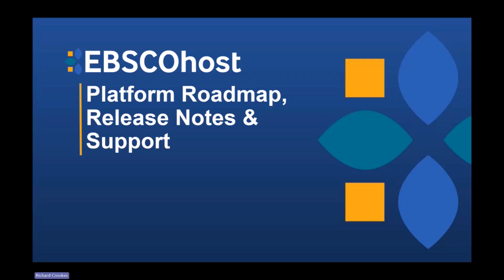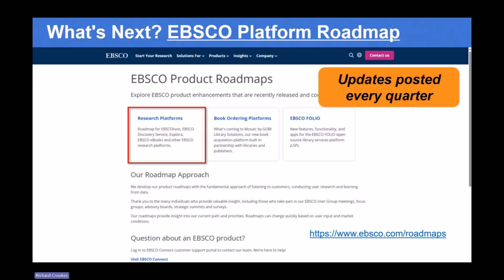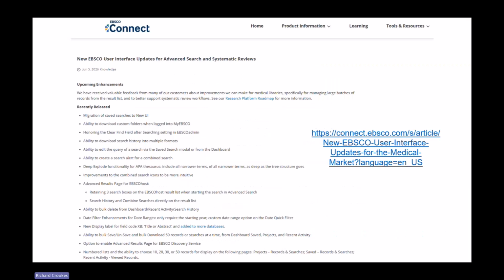And then finally, if you want more information on what's happening, there is the product roadmap at ebsco.com/roadmaps. That's updated, and you can go through to that and click the appropriate platform. This page is quite crucial because it tells you what's recently been released and what's coming soon, especially for those of you involved in more extensive comprehensive searching. So you may want to refer to that.